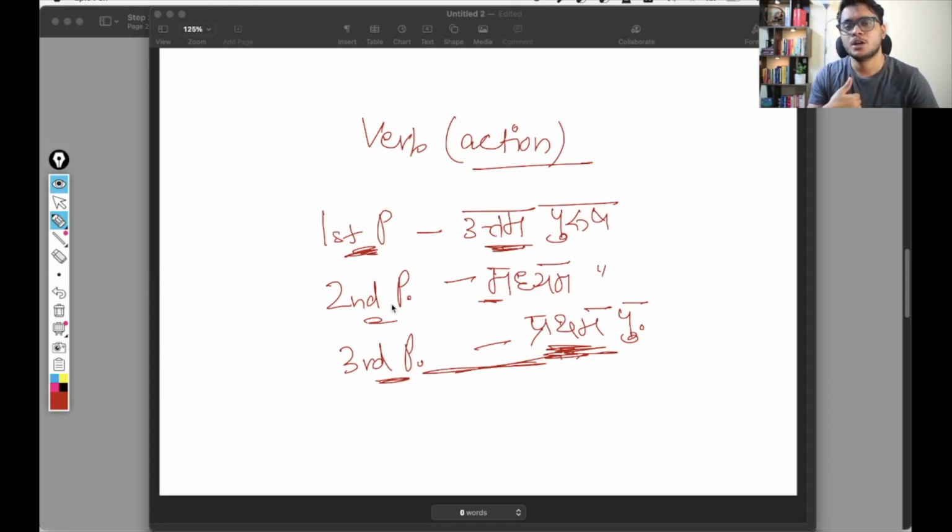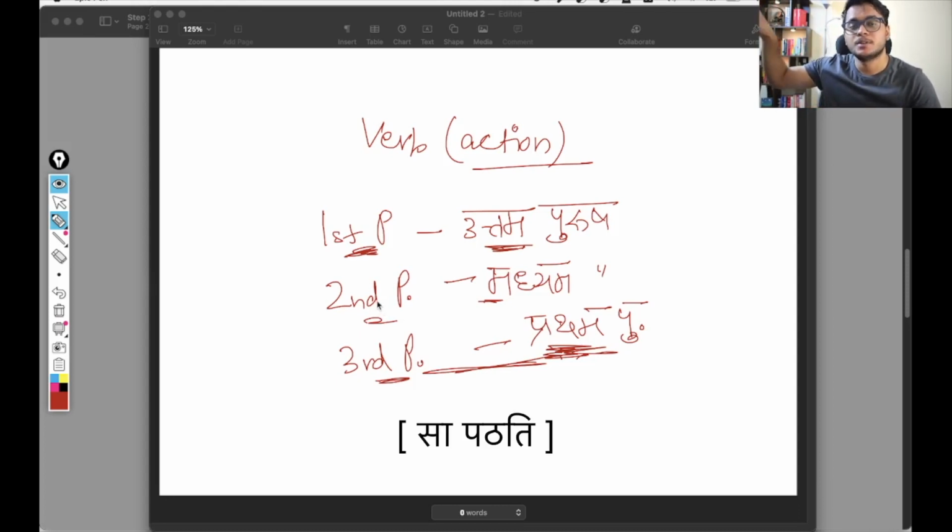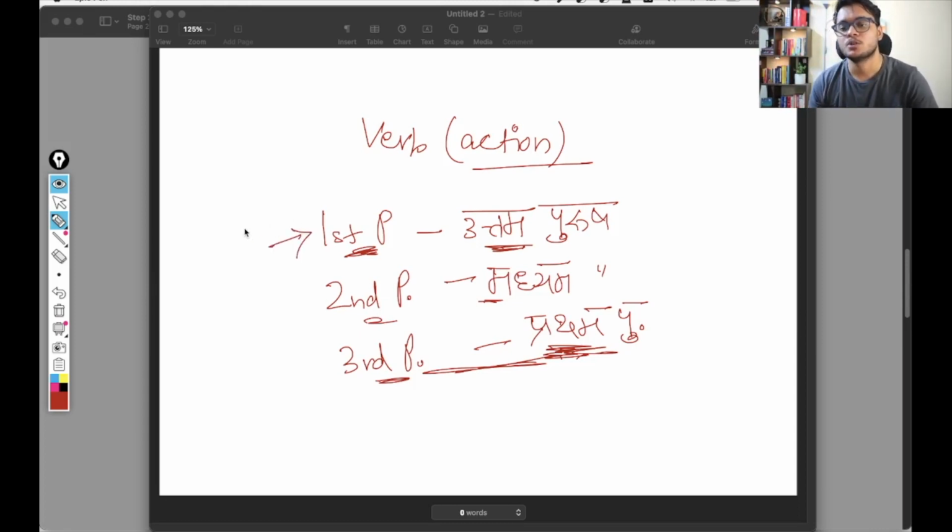If I am doing, I am studying, so aham pathami. But if you are studying, so tvam pathasi. But if she is studying, it becomes sa pathati. So this is how the verb will change based on the person who is doing the action. So this is one property of a verb.